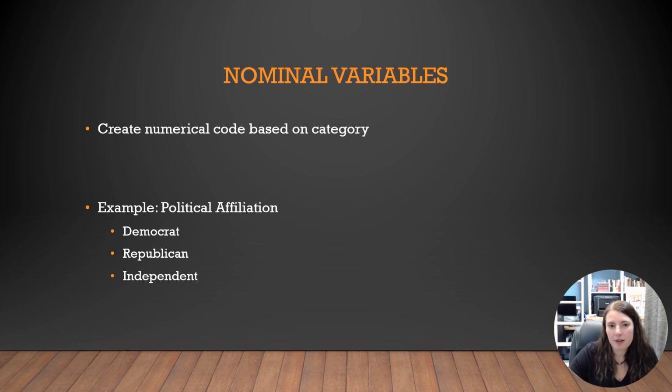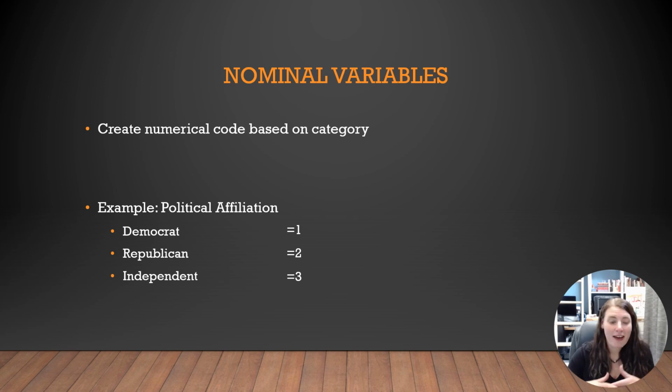Let's start with a nominal variable. The example variable is political affiliation, and respondents are given the option to choose either Democrat, Republican, or Independent. These categories are non-numerical and they can't be put in order from least to greatest, so they're nominal level. Now we're going to assign each category a unique numerical value. I'm going to use 1, 2, and 3.